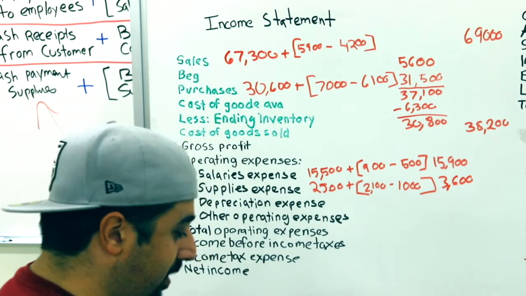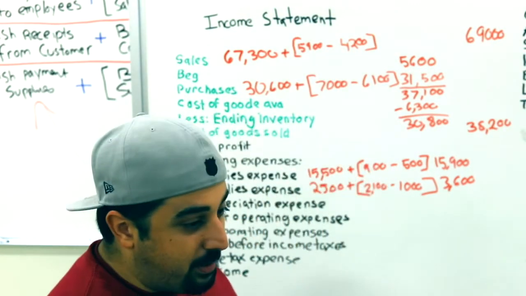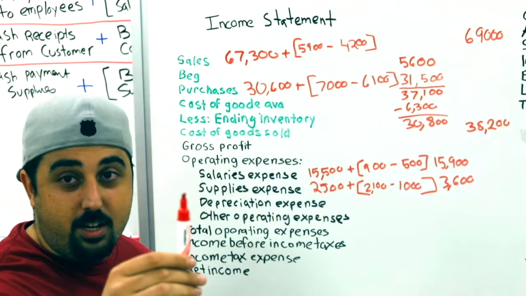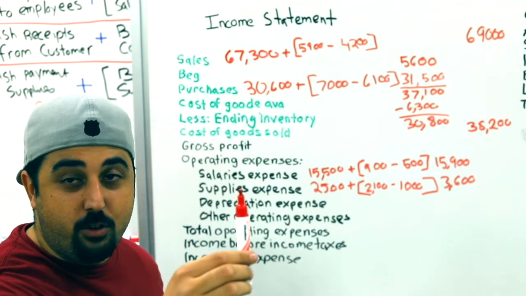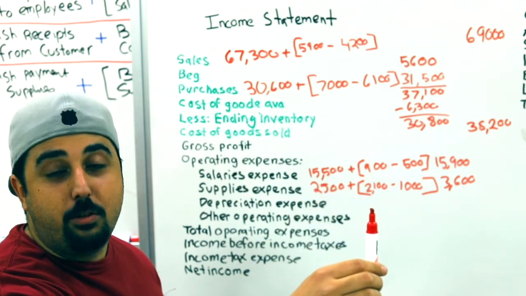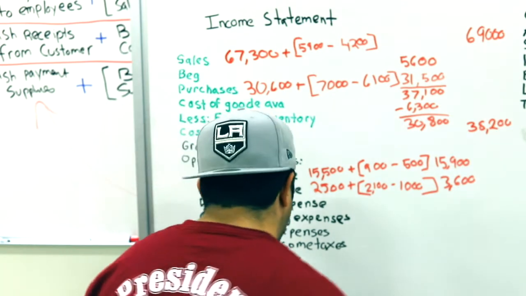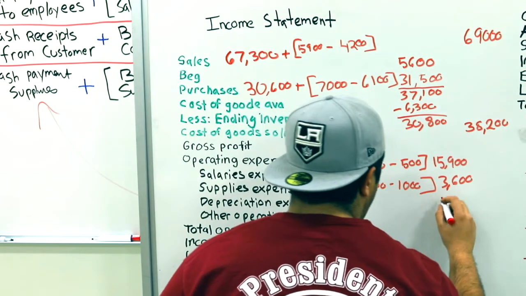All right. Depreciation expense. You get your equipment price minus salvage value divided by useful life equals, bam, depreciation expense. And that is a whopping 1,200.